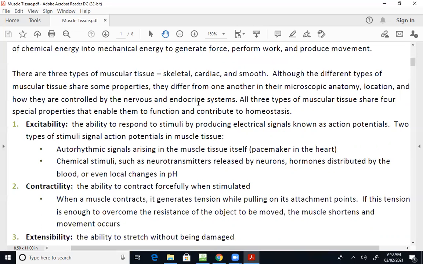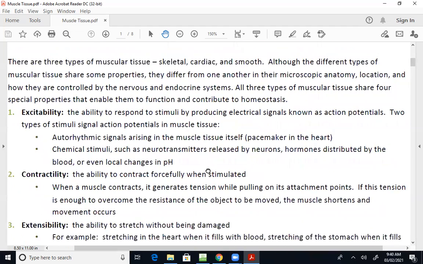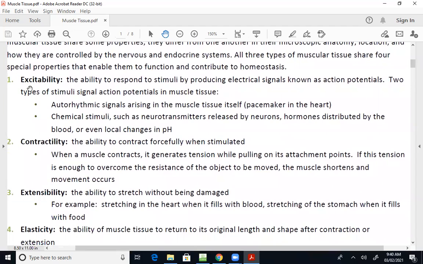All three muscle types do share four special properties enabling the function and contributing to homeostasis. So all three types are excitable, and have contractility, extensibility, and elasticity. Okay. Excitability is a property that we'll see again in our next unit when we talk about the nervous system, because neurons also exhibit excitability.